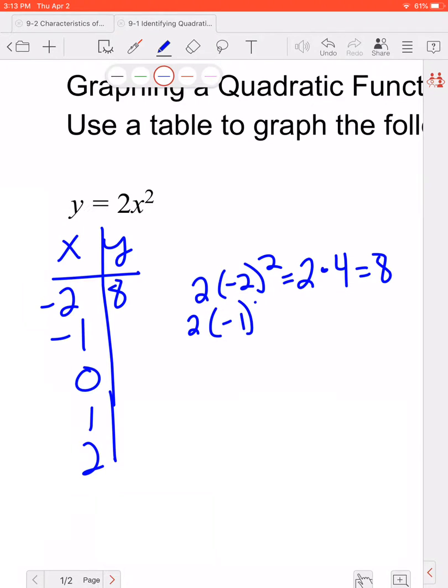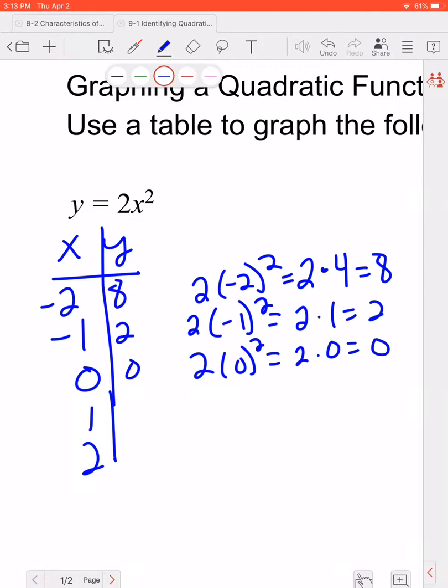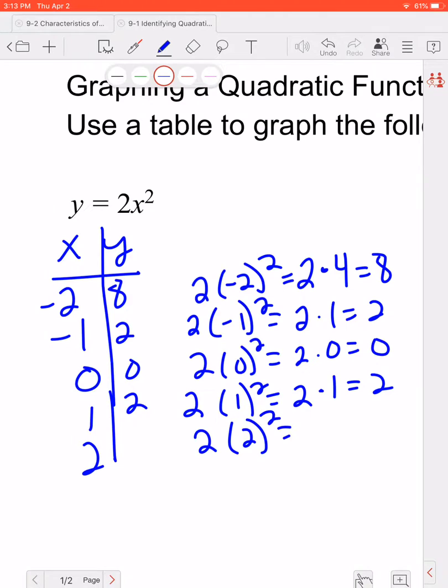2 times (-1) squared. (-1) squared is 1, so we're going to have 2 times 1 equals 2. 2 times 0 squared, well 0 squared is 0, so 2 times 0 equals 0. Then we're going to have 2 times 1 squared equals 2 times 1, which is 2. And you might start to see something happening here. 2 times 2 squared, which would be 2 times 4, which is 8, I apologize. Okay, so you should start to see a pattern.